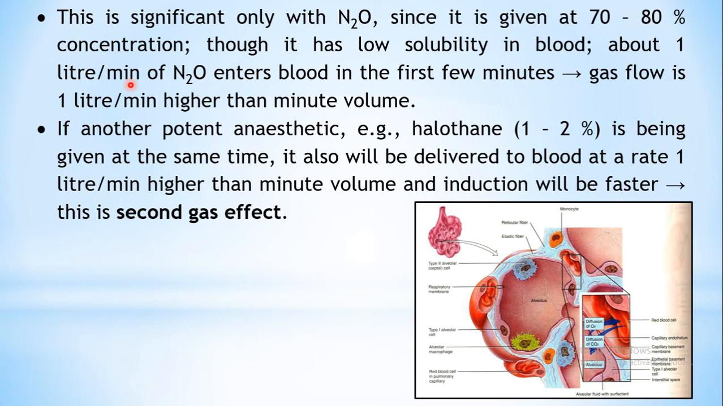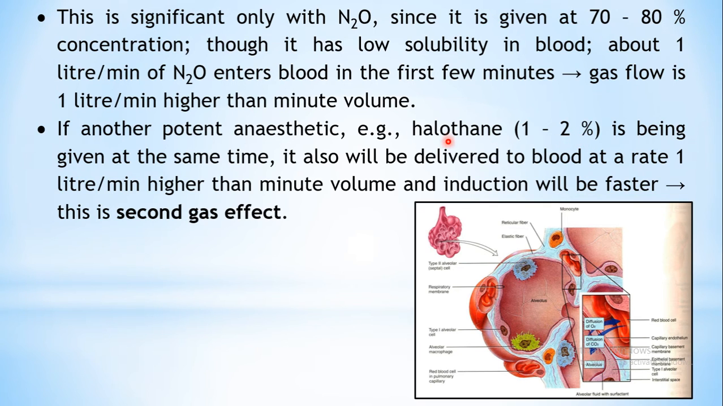Now supposing you add one more potent anesthetic over here. Potent anesthetic means less amount of anesthetic is required, the potency of this anesthetic is high. Say for example halothane, it is supposed to be administered only in the amount of 1 to 2%. Imagine over here nitrous oxide we have given in the amount of 70 to 80%, and halothane is given in the percentage of 1 to 2%.